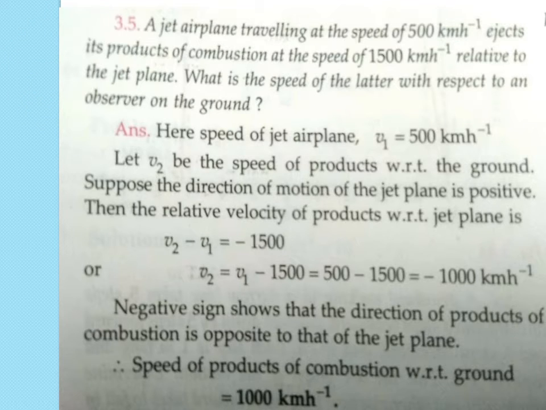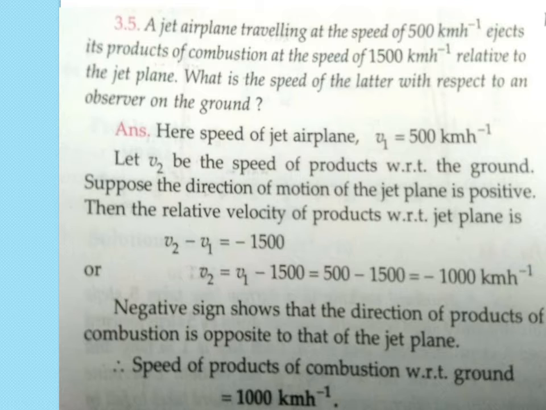The question is, a jet airplane traveling at the speed of 500 km per hour ejects its products of combustion at the speed of 1500 km per hour relative to the jet plane. What is the speed of the exhaust gases with respect to an observer on the ground? So, let us consider that the plane is moving in the upward direction with a speed of 500 km per hour, and you know the exhaust gases come in the opposite direction, that is in downward direction.